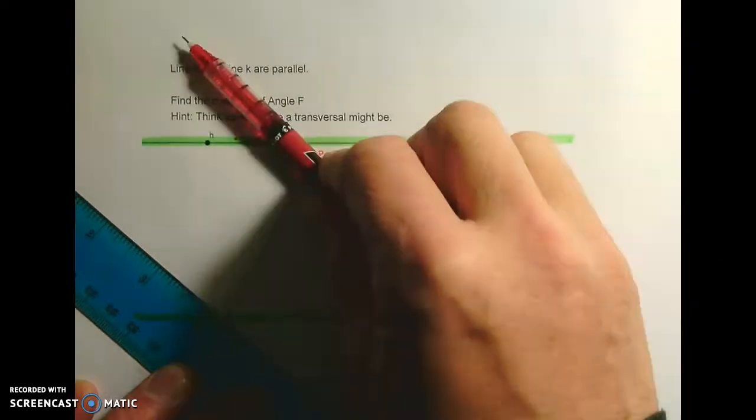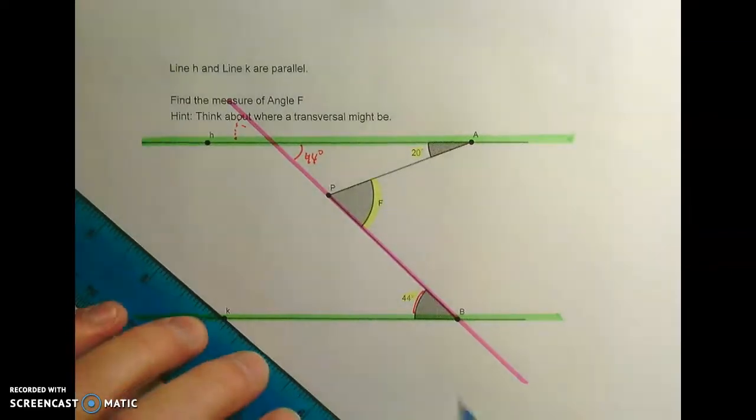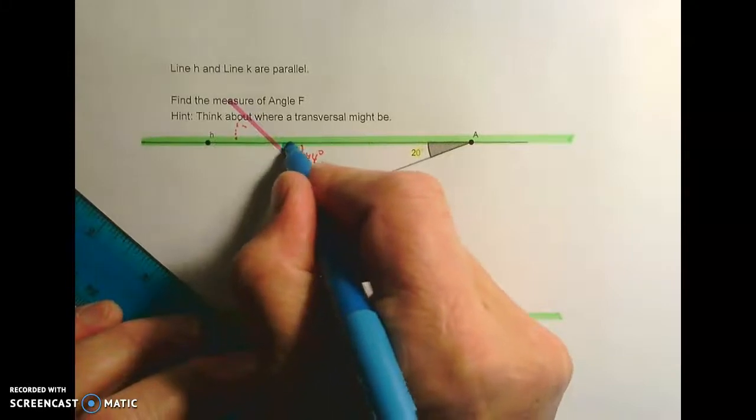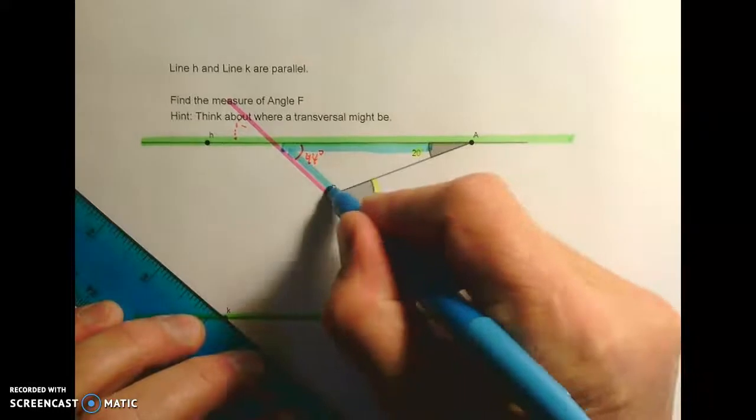So I've drawn this transversal, and maybe some of you already see it here, but when I drew that transversal, I'll end up having this triangle inside of here. I'm going to highlight the triangle so you see it. I'm going to highlight it in blue. So now I've got this triangle.